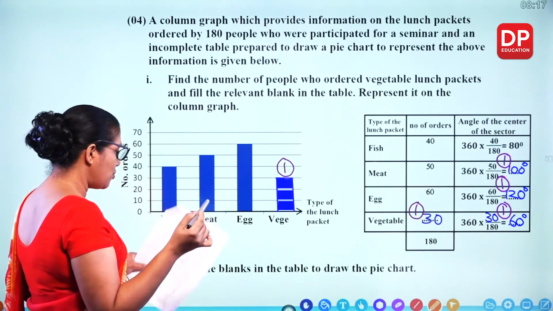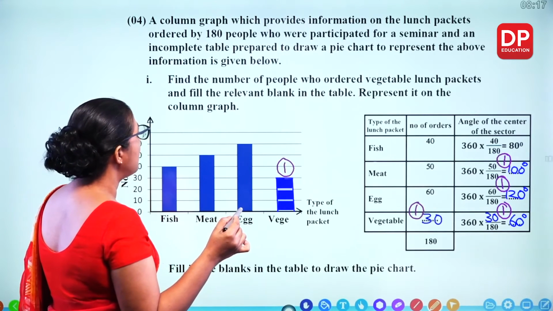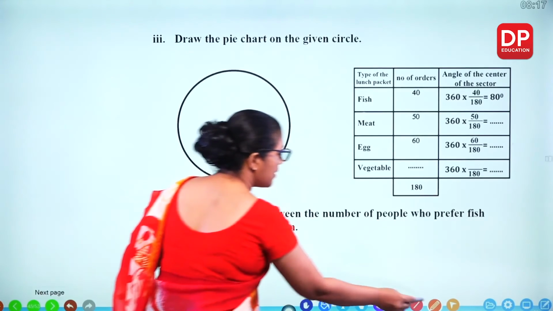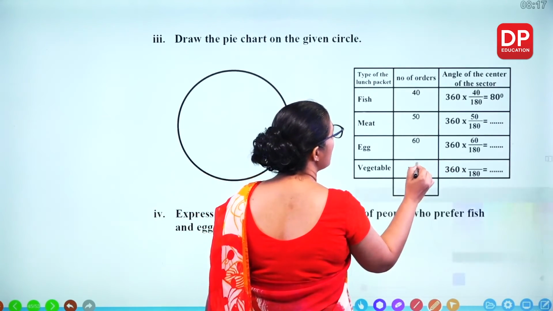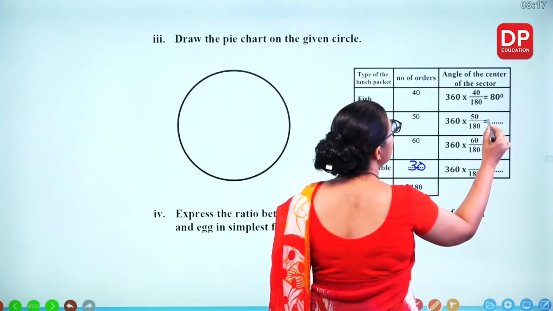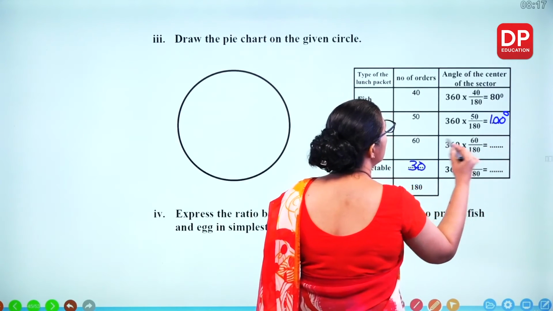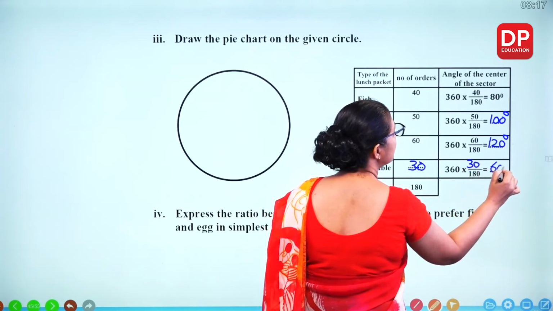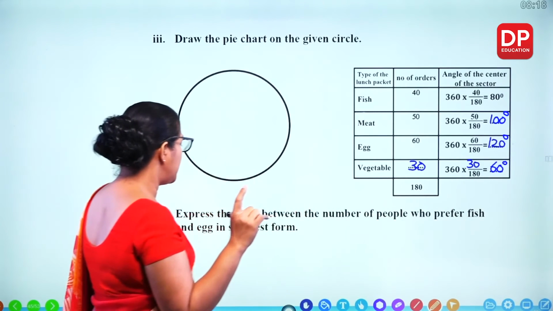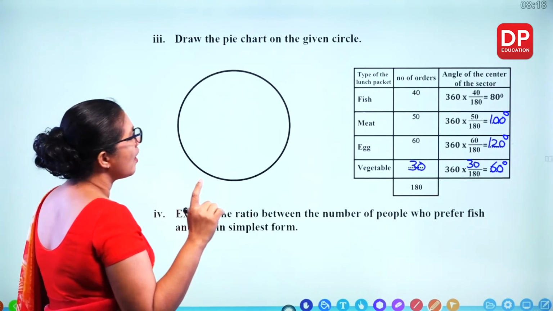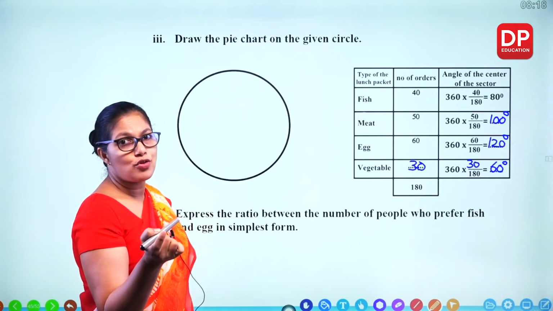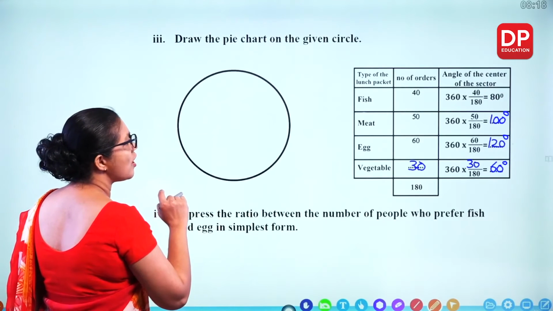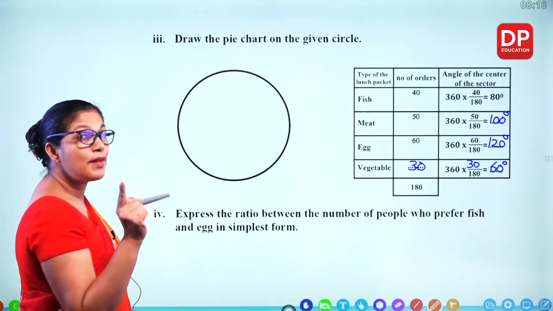And now we'll do the pie chart. We'll complete the pie chart. So again, I can write down the values here. We got 30 and here 100. This one 120 and this is 60. Now you need the protractor to measure the angles. Now we'll complete the pie chart. So you need to measure the angles with the protractor.